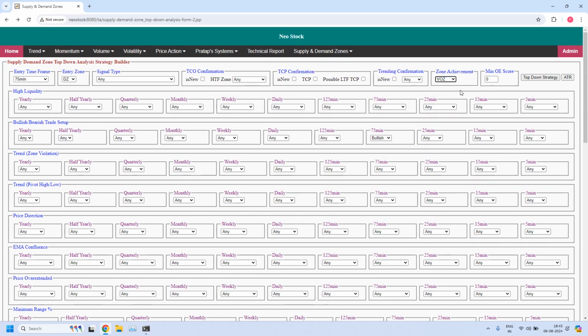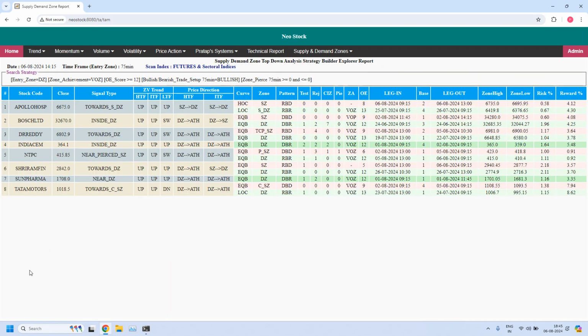Zone achievement should be violated opposing zone. Minimum odd enhancer score is 12. With these filters, let us identify. So 8 stocks are filtered. These 8 stocks are supporting bullish trade setup for a weekly income trade, that is entry time frame 75 minutes.